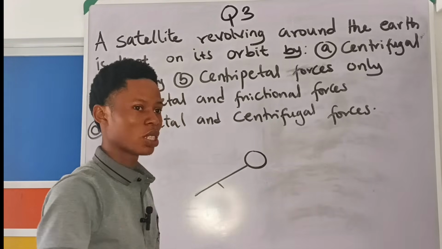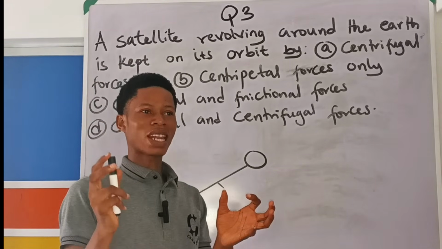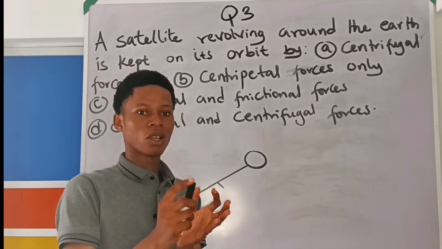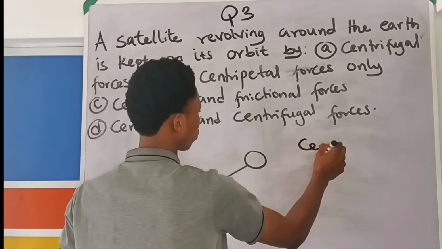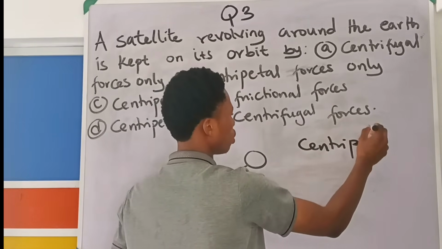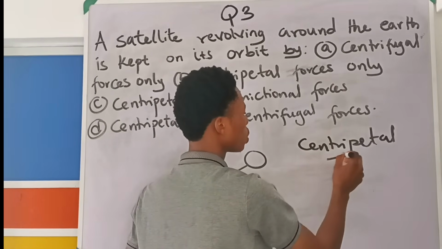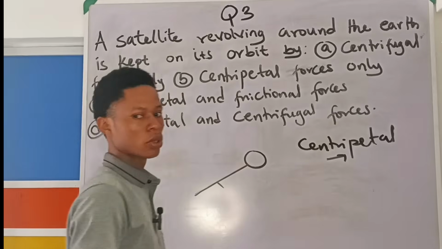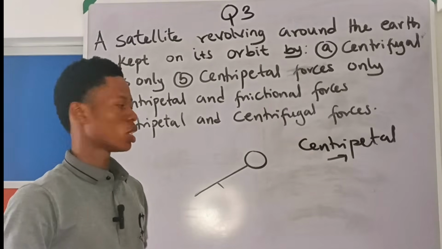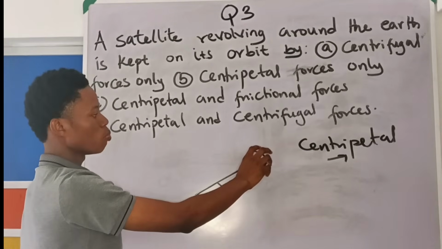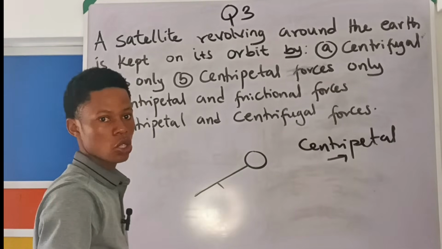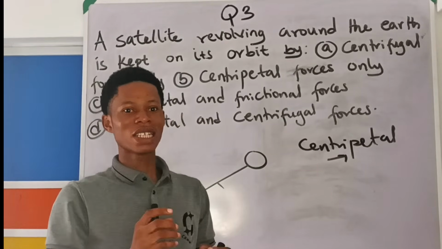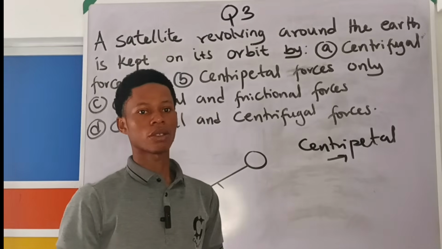That force that acts towards the center of a circular path is called centripetal force. So centripetal is towards the center, while centrifugal force can be seen as the ball itself that wants to fly away. So centrifugal force is acting away from the center.